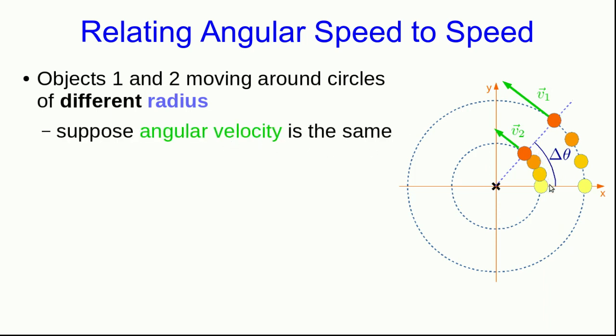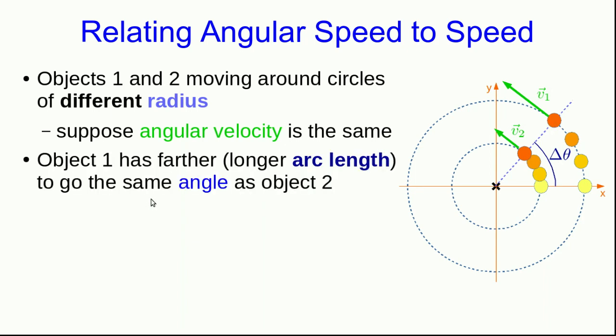And let's further say that their angular velocities are not only constant, but that they're the same. In other words, in a given time, if they both start on the x-axis, a short time later they've both rotated through the same angle, delta theta. Well, notice object 1 has farther to go. The arc length it has gone through is longer.